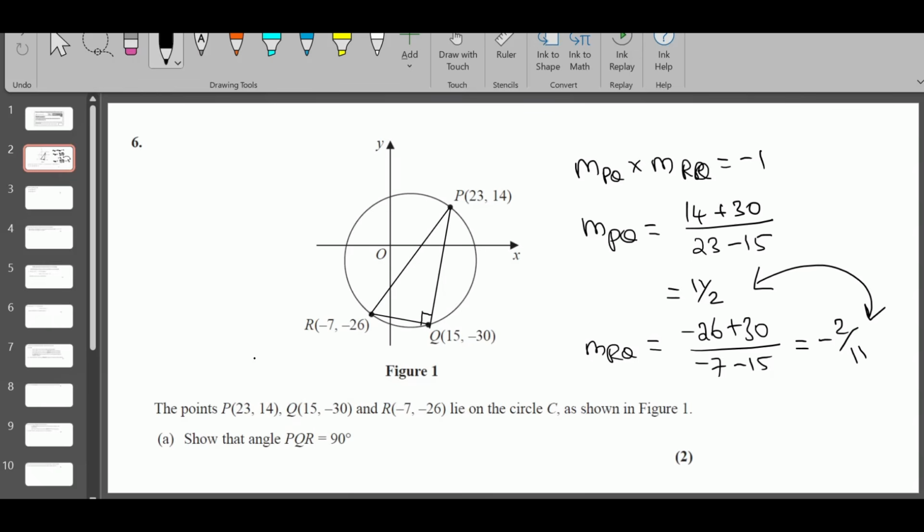So how do we write the conclusion? You need to write M_PQ times M_RQ is equal to minus 1. When you multiply both, you will get minus 1. Therefore, angle PQR is equal to 90 degrees. That's one method. You can use the Pythagoras theorem also. You can prove a squared plus b squared equals c squared by using the distance formula. That's another method. Since it's a 2-mark question, the slope will be the easiest, faster method actually.